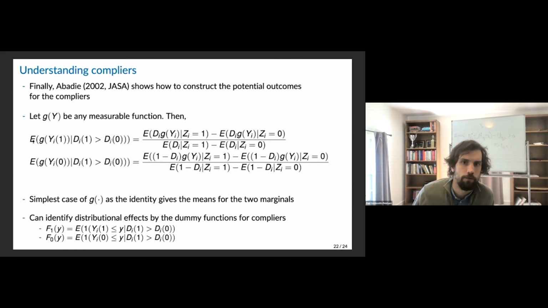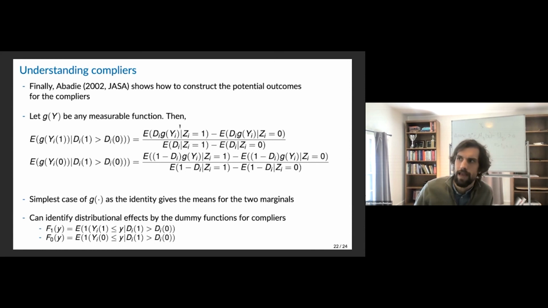You can say, all right, well, what is the mean amongst the compliers? What is the mean for those who wouldn't have been treated or when conditional on them being treated? And then what is the value for them conditional on not having been treated? So these are just means, and you would just be rescaling them. This can be generalized into what is called the Abadie kappa.